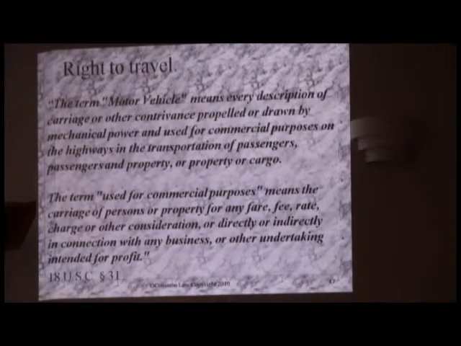This is Title 18, United States Code, Section 31. The term motor vehicle means every description of carriage or contrivance propelled or drawn by mechanical power and used for commercial purposes on the highways of the United States. And then it even defines what commercial purposes is: carriage of persons or property for fare, fee, rate, charge, or other consideration.